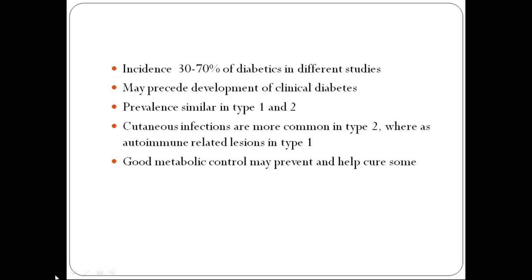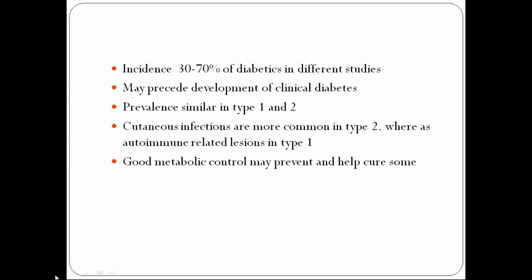So what is the incidence of skin manifestations in diabetes? It's usually 30 to 70%, which is quite high according to different studies. And usually the skin manifestations will precede the development of diabetes. So in a way, they give us the signs. If you are a good clinician and you know these signs, you will be able to take care of the patient much better, and you can give them a better treatment.